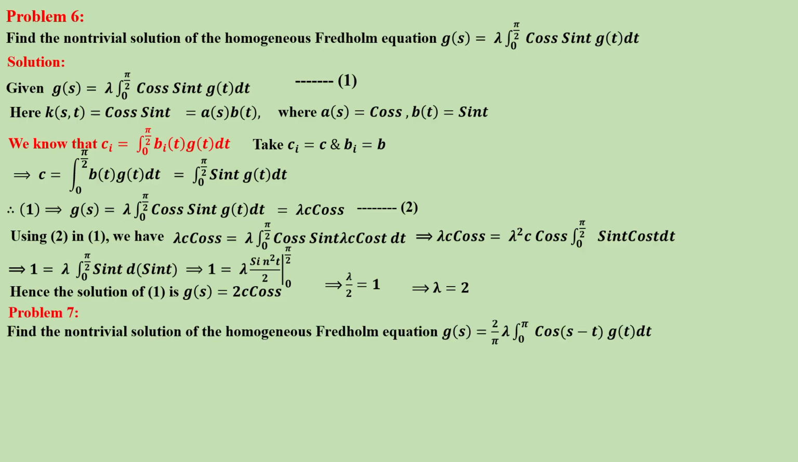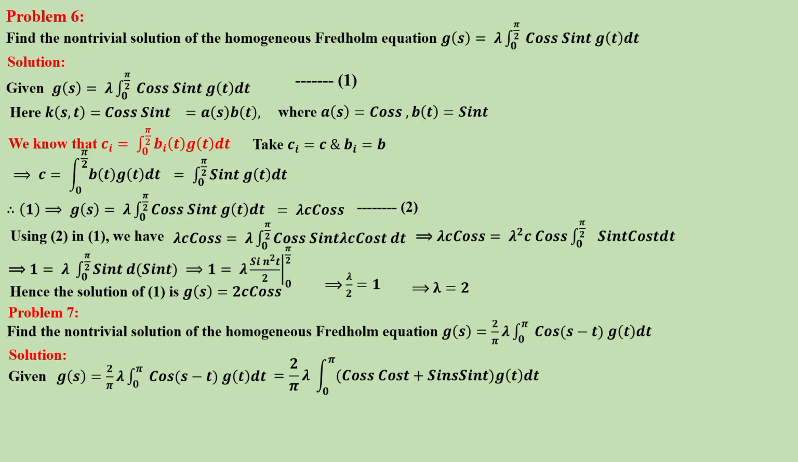Next problem: find the non-trivial solution of the homogeneous Fredholm equation g(s) = (2/(πλ)) ∫ from 0 to π of cos(s − t) g(t) dt. So, given the equation g(s) = (2/(πλ)) ∫ from 0 to π of cos(s − t) g(t) dt.